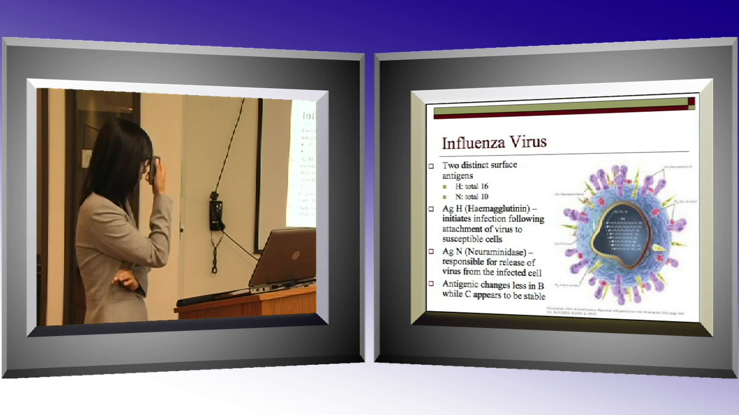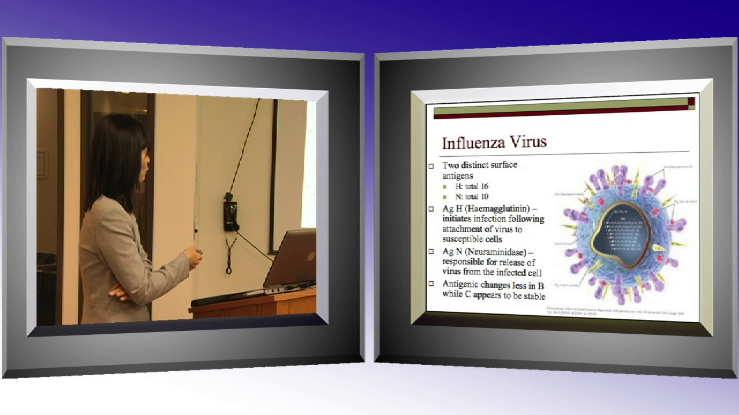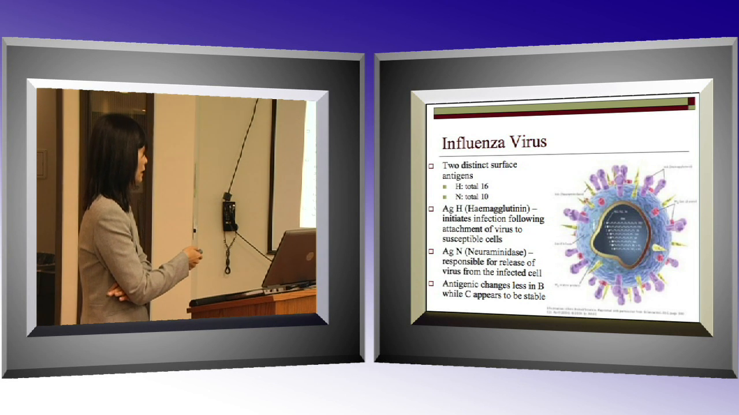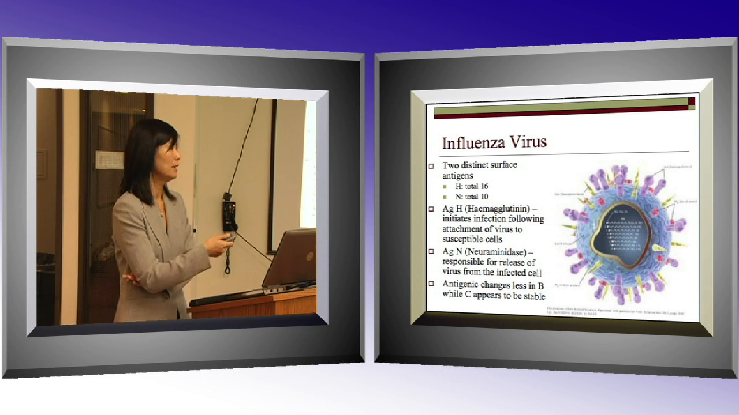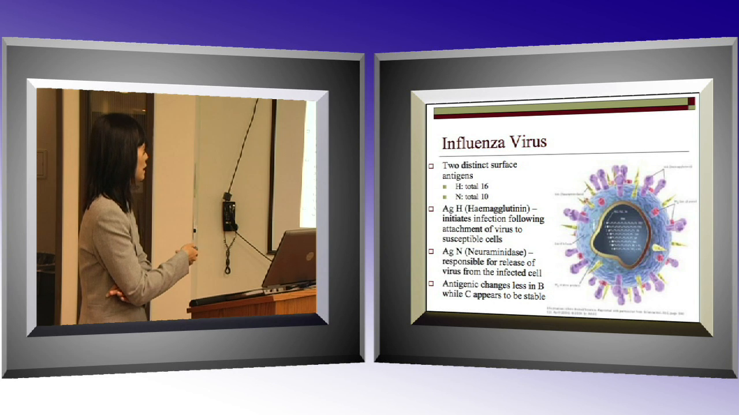Okay. This is a diagram of what the influenza virus looks like. And I just wanted to briefly describe to you how we got the terminology H and N. It has to do with the hemagglutinin and the neuraminidase receptors on this virus particle here. There are a total of 16 hemagglutinin receptors, and a total of 10 neuraminidase receptors.